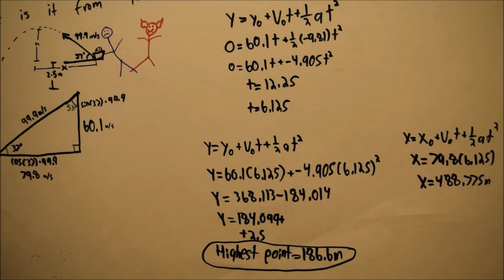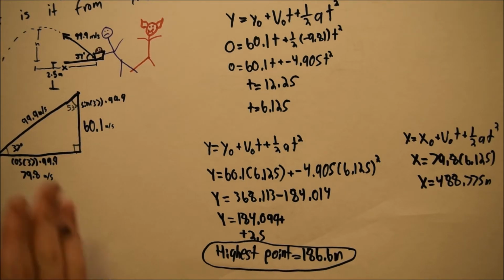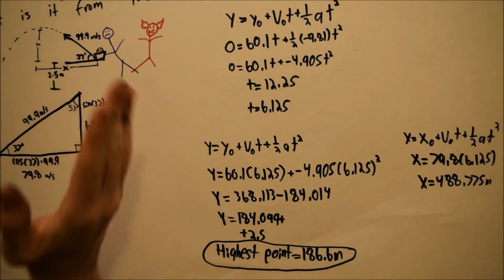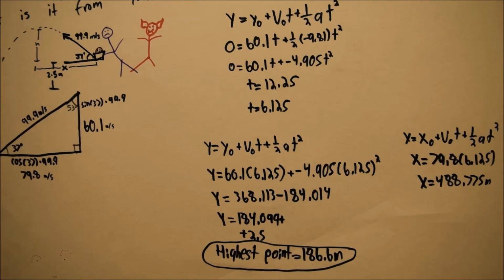Any questions? Why do you have to break it into the x and y components? Well, our equations do not allow for angles. You can't somehow magically put 99.9 meters per second at a 37-degree angle into an equation. You have to break it down into 2D components. We do not have an equation for 3D, at least yet. There may be one out there, who knows?